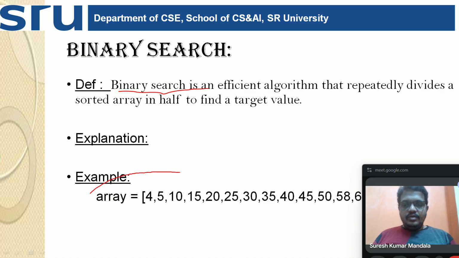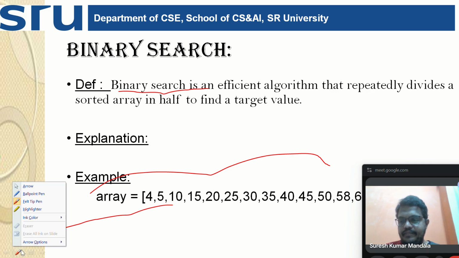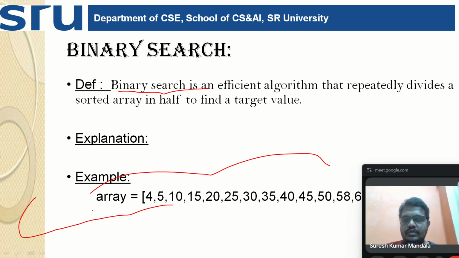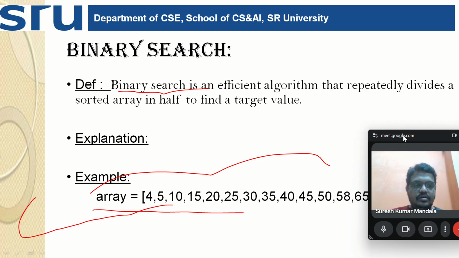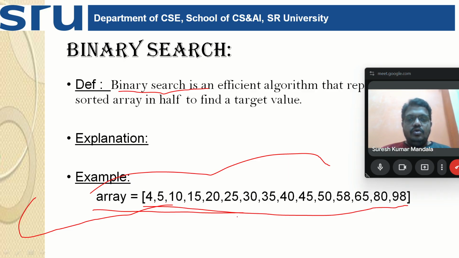This is the example we are having. Using this example, we will discuss how this algorithm is applied. This is the array representation. In total, we have 15 values within this array. So how will this be executed in the binary search algorithm?